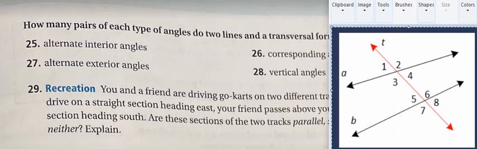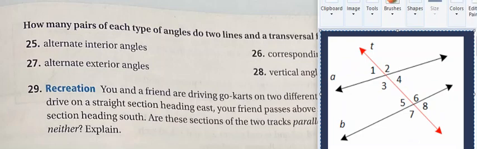All right, alternate exterior angles. We're going to look at the same thing again, just as an example. Alternate exterior angles are non-adjacent exterior angles that lie on opposite sides. Again, we have two. They would be the exterior angles on opposite sides of the transversal. So that would be 1 and 8 because they're exterior, and they would be 2 and 7. So that's how you would know that.